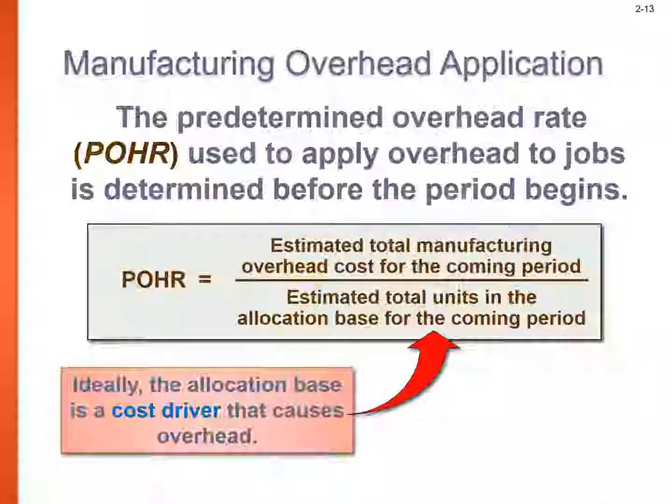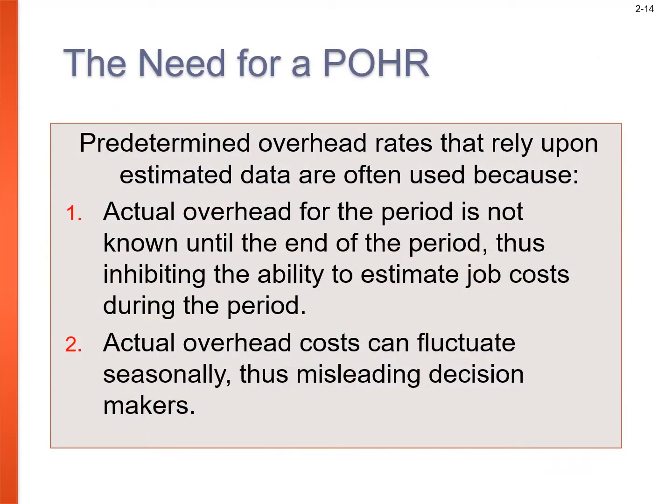But we determine an overall total manufacturing overhead for the period, and then we divide that by the estimated total units we decided to use in allocating the base. That could be hours of work, it could be labor costs, it could be machine hours. So we have to find some type of allocation base and determine the total number of units we expect for the coming period. When we do that, we then determine an overhead per labor hour, an overhead per dollar of labor, an overhead per machine hour. So predetermined overhead rates are needed, and they do rely on estimated data.